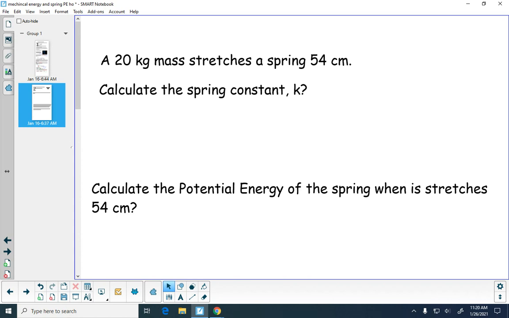A mass of 20 kilograms stretches a spring 54 centimeters. What's the spring constant? Force is equal to K x, or delta x, it does not matter. Throw a delta in there. Force is equal to K delta x.